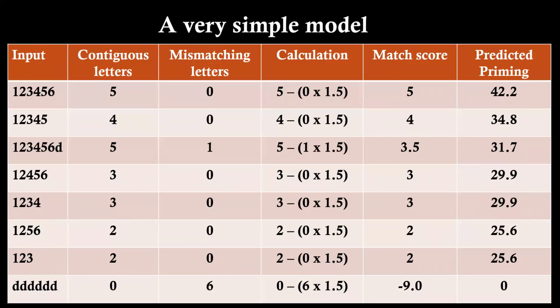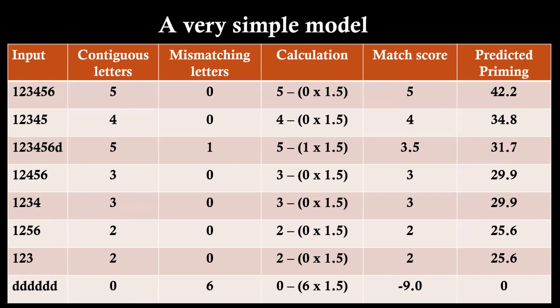To make things more concrete, have a look at the examples in this table, which all assume a 6-letter target. In the first row, we have an identity prime, 1, 2, 3, 4, 5, 6. And here we have 5 matching contiguous letters. The first letter doesn't count because there isn't any preceding letter for it to be contiguous to. And there are no mismatching letters. So the match score is 5.